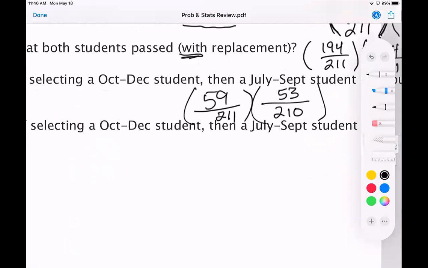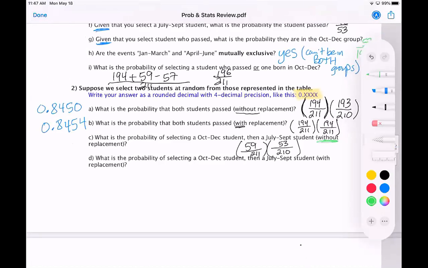Now notice that numerator is 53. The first time we chose, we picked an October-December student, 59 of them. The second student we chose, we still have 53 July to September students. So we would have 59 divided by 211 times 53 over 210. And that would be without replacement. So our probability to 4 decimal places, it's much less likely that you would get October, December, and then a July, September student.